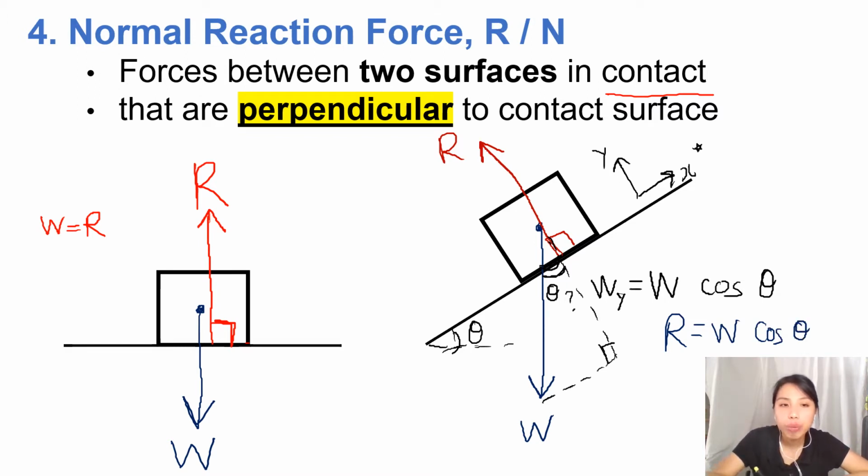So you look back at the original on the left side. Everything is just up and down, so W equals R. But on the right side, if you have an angle, and your block is not floating and not sinking through, then R equals W cos theta.